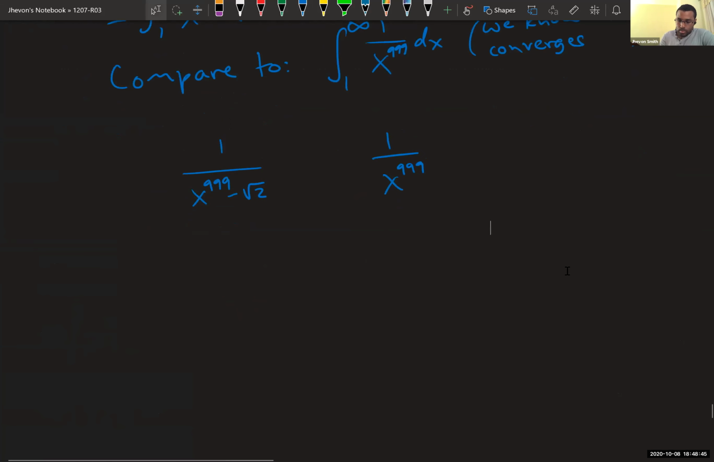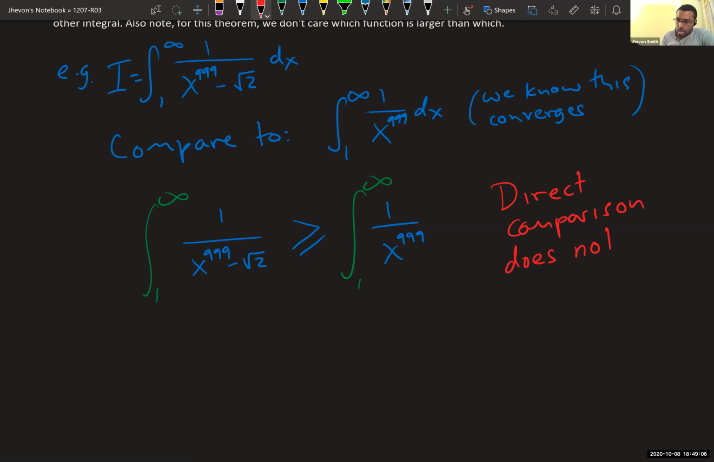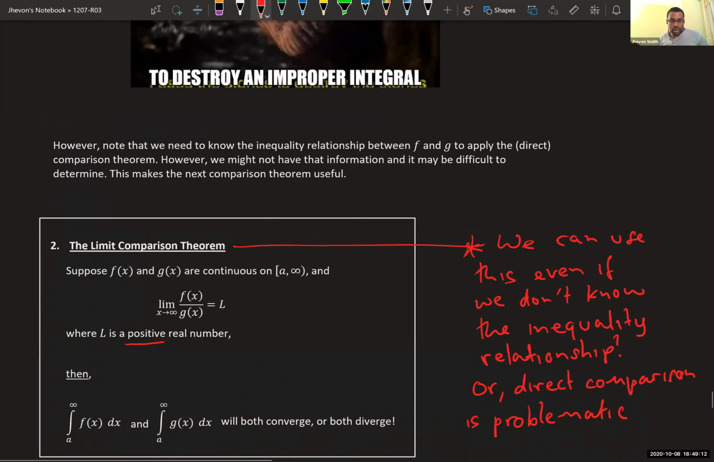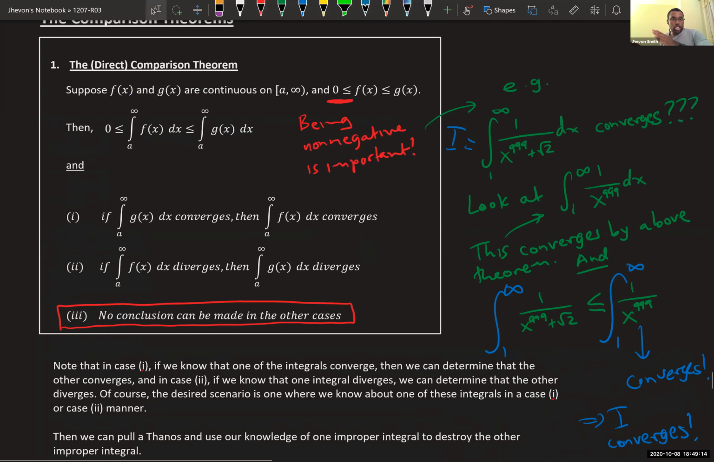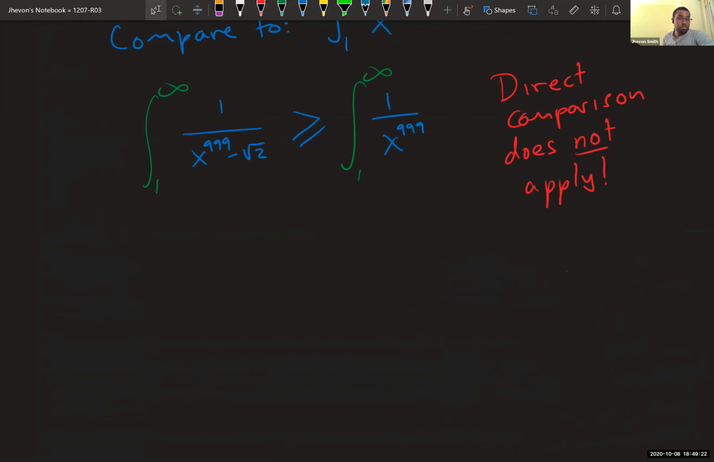The guy on the left is bigger because it has a smaller denominator. Right. So I can throw some integrals on these guys. But notice that direct comparison does not apply. Direct comparison applies in two very specific scenarios: if the larger integral converges, or if the smaller integral diverges. Here, I'm in a situation where the smaller integral converges, which tells me nothing.